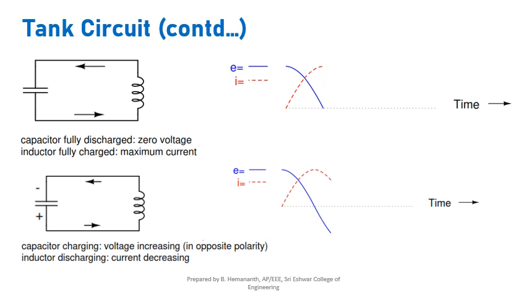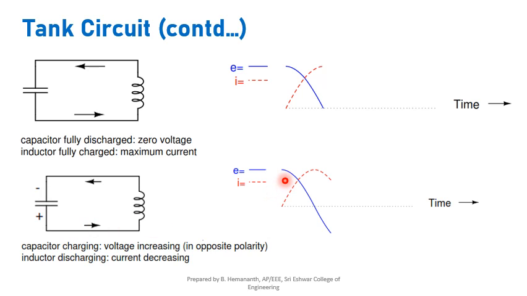So we know that the inductor does not allow a sudden change of current flowing through it. Hence, the current continues to flow in the same direction. Thereby the opposite action happens. That is, the inductor starts discharging and the capacitor starts charging in the opposite polarity as in the previous case.